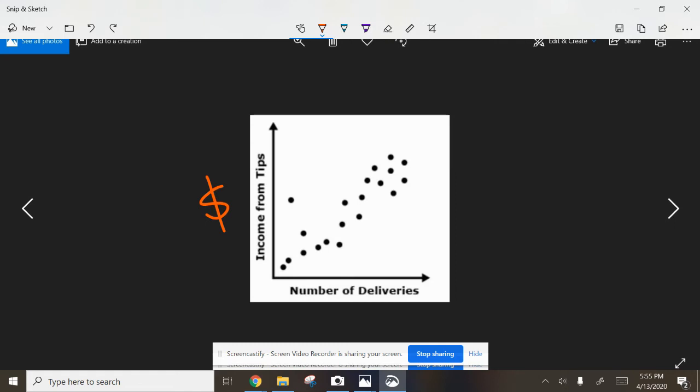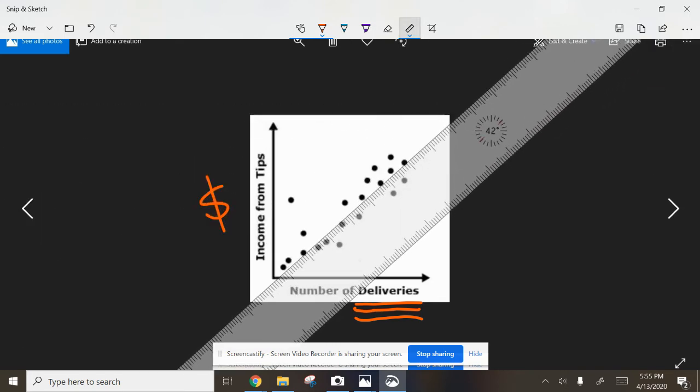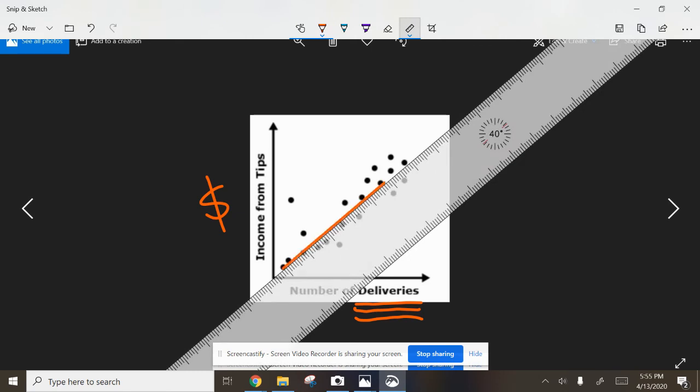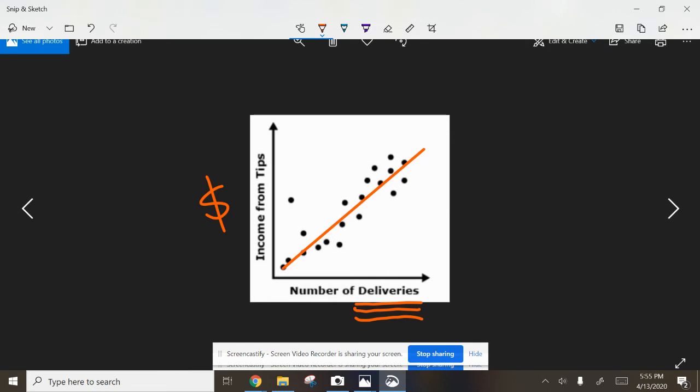So as this driver keeps delivering, what do you notice about the data? Is this a positive association, negative association, or no association? Okay. And if I look at this, I'm like, okay, hey, I see that. That's interesting. I see a positive association. And I just took a line that would be kind of in the middle. And it makes sense, right? The more deliveries you do, the more money you're going to make. So it's almost an incentive to work hard and to get that food delivered, or groceries delivered quicker, so you can get those tips.